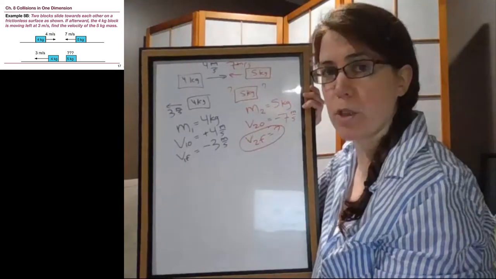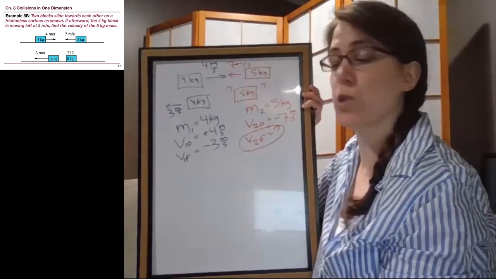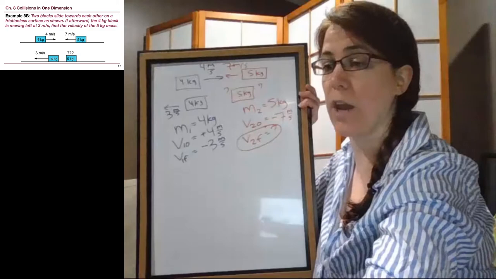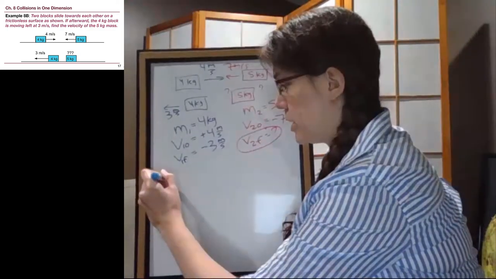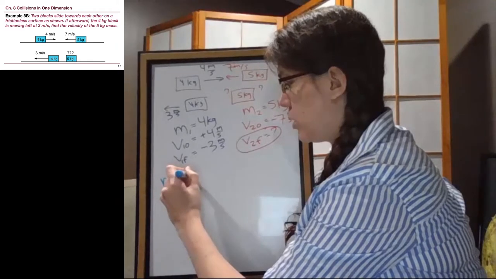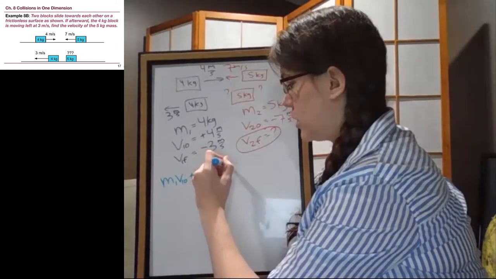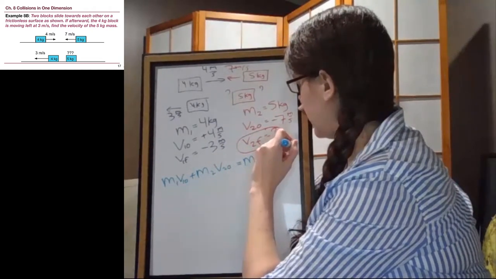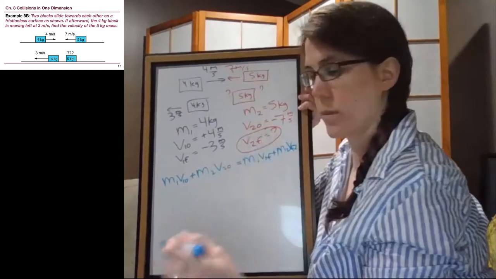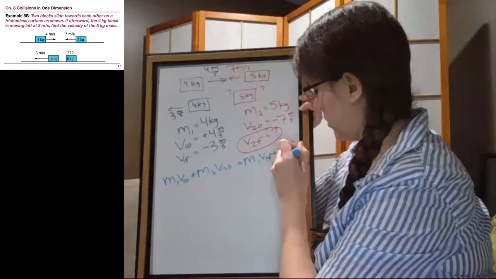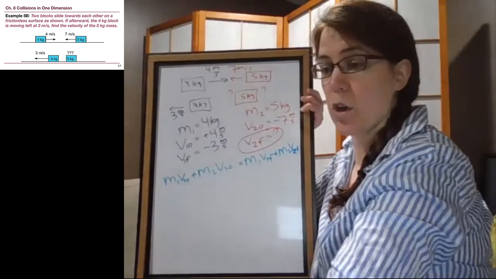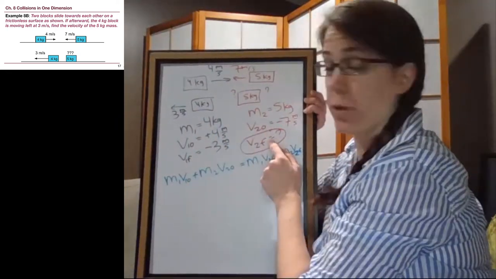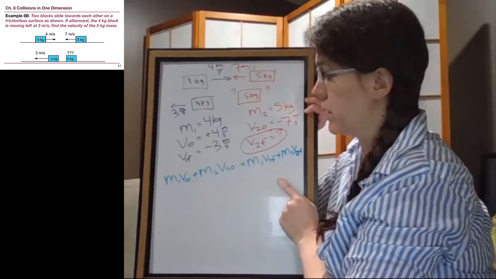Step four in our standard problem-solving technique from the book is that we figure out what tool we're going to use. This is a collision, and there is one tool that always has to be used in every single collision we do, and that's the momentum conservation equation. So m1 v1 initial plus m2 v2 initial equals m1 v1 final plus m2 v2 final. Okay, so step one, picture, step two, given information, step three, unknown, step four, equation.